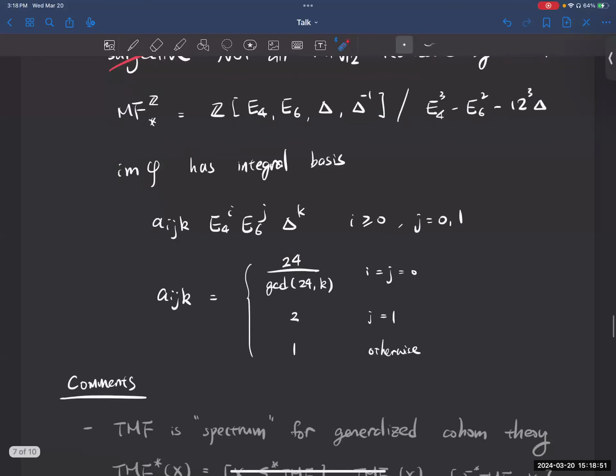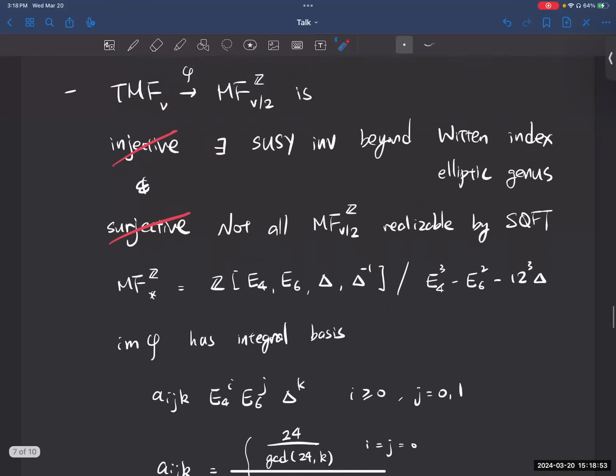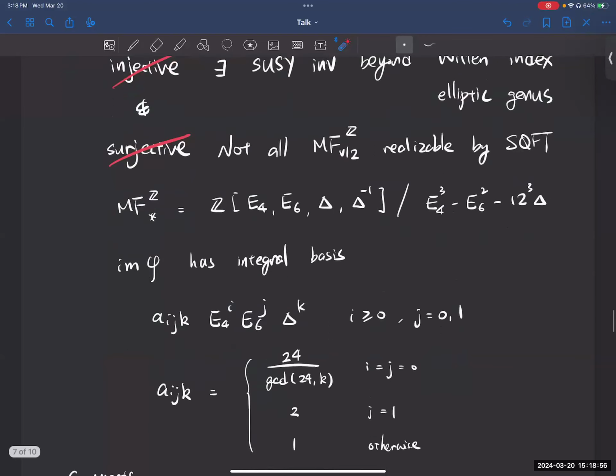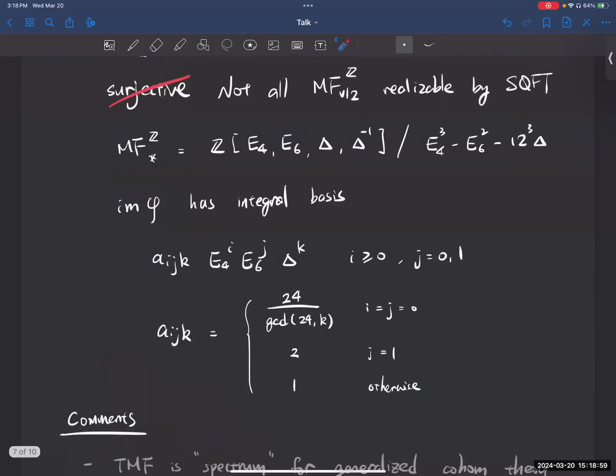So the non-surjectivity is the following claim. The image of this TMF to MF map has an integral linear basis which is given by the following. So I'm not going to tell you too much. Okay, the most remarkable fact about this is for the term where there's only delta. So when i and j are 0, there's no factor of either the E4 or E6 Eisenstein series. There's just a modular discriminant. Then the coefficient has to be divisible by some non-trivial number. And that non-trivial number is given here.